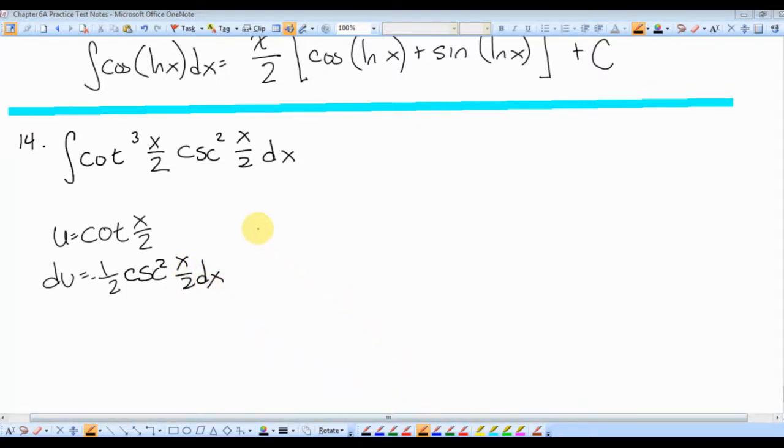Let's play the matching game. Oh, look at that. Hey, that was magical. We got a cosecant. We got a dx. What we don't have is a negative 1/2. Makes sense. So we're going to say cosecant squared of x over 2 times dx is going to be equal to negative 2 du.